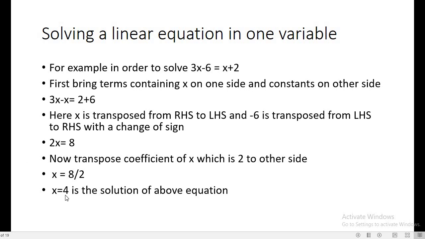For example, if you put x equal to 4 here, 3 into 4 is 12. 12 minus 6 gives us 6. So when we put x equal to 4, on the left hand side we have 6. Similarly, if you put x equal to 4 on the right hand side, what you have is 4 plus 2, that is 6. So right hand side is 6 when x is equal to 4. As we can say that left hand side is equal to right hand side, hence x is equal to 4 is the solution of the above equation. So this is how we check our solution.